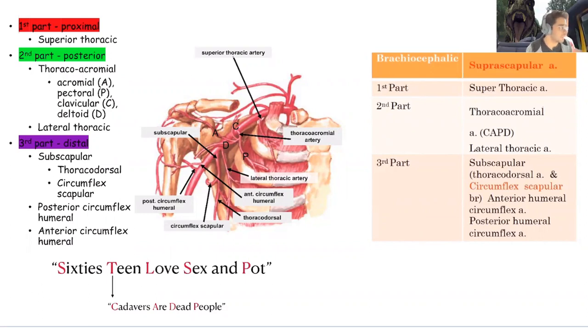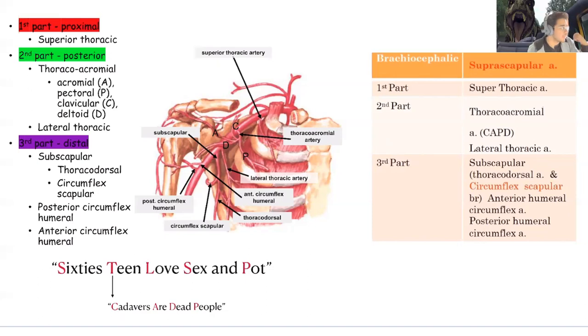The next thing is teen, right? The thoracoacromial, there's a nice way of remembering this. Cadavers are dead people. The branches of the thoracoacromial are clavicular, acromial, deltoid, and pectoral, right? If you guys remember that thoracoacromial has these branches based off of cadavers or dead people, you are straight in terms of the branches that come off of it.